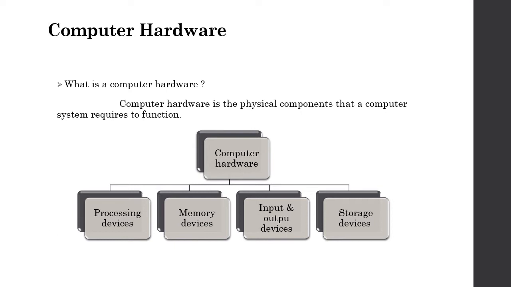Computer hardware is typically divided into four main categories. Now we will see those categories. The first one is the processing device. The second one is the memory device. The third one is the input-output device, and the last one is the storage device. So today I am going to briefly explain about the processing device and the storage device.